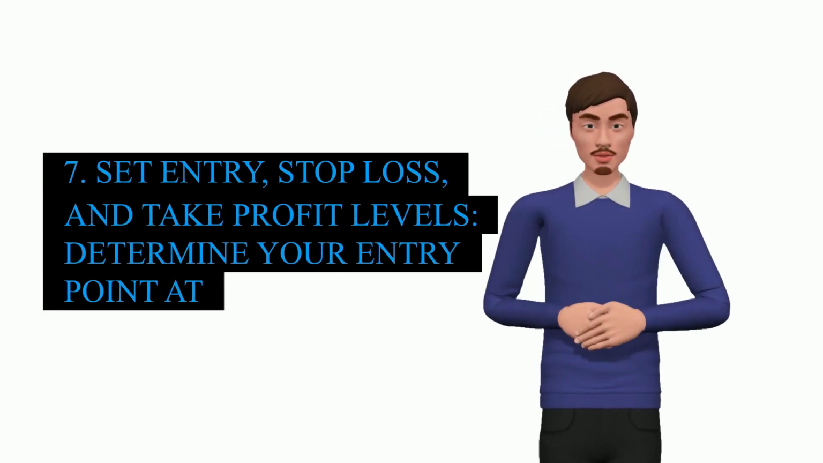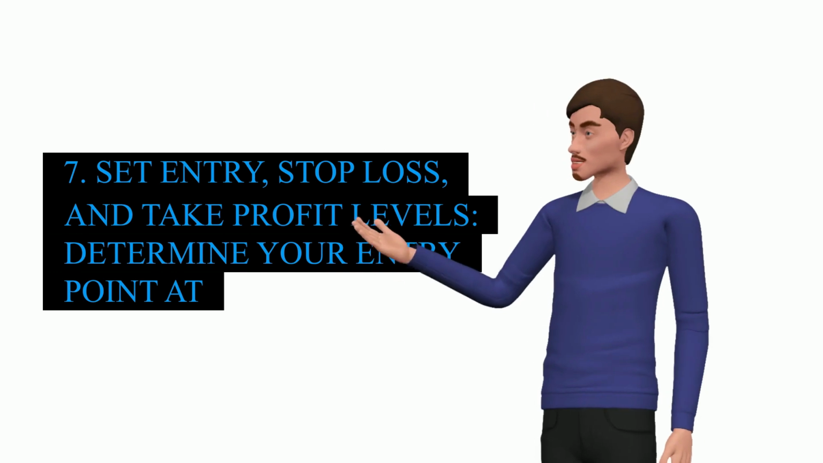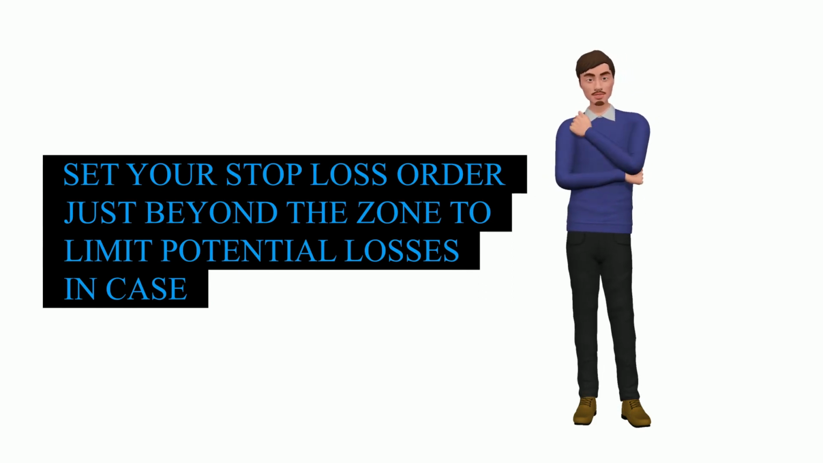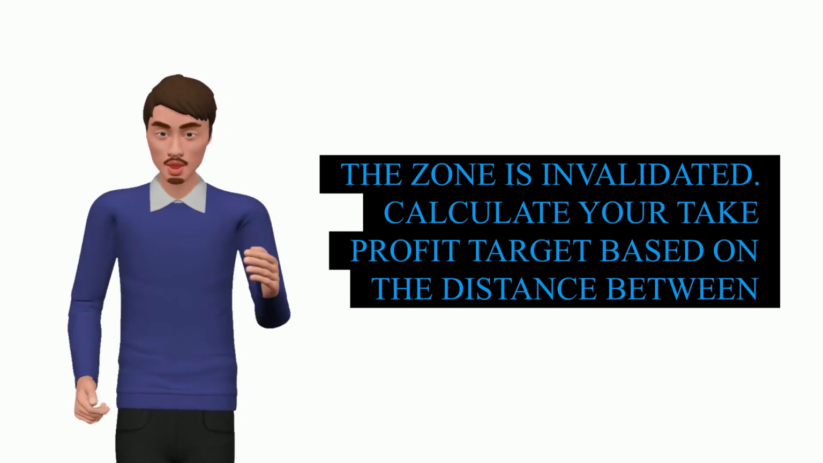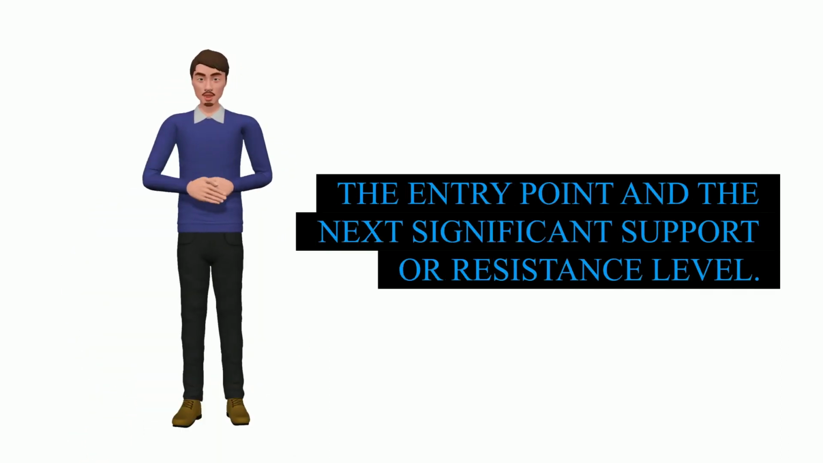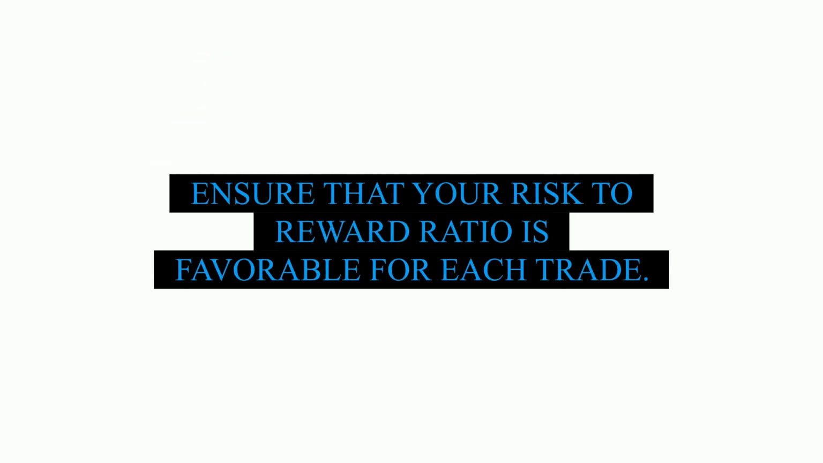7. Set entry, stop loss, and take profit levels. Determine your entry point at or near the supply or demand zone. Set your stop loss order just beyond the zone to limit potential losses in case the zone is invalidated. Calculate your take profit target based on the distance between the entry point and the next significant support or resistance level. Ensure that your risk-to-reward ratio is favorable for each trade.